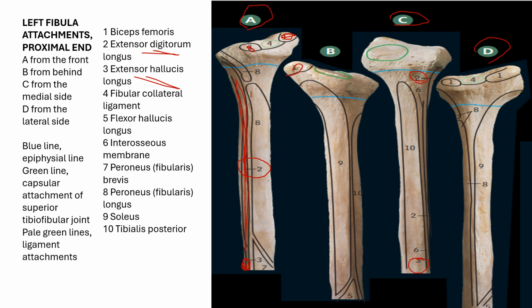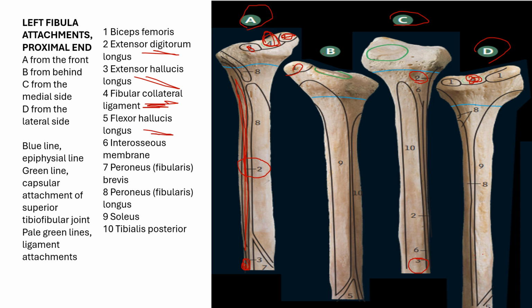The fourth one is the collateral ligament. In the head or the top of the fibula, we'll find number 4 that is showing the fibular collateral ligament. So the fibular collateral ligament is a ligament that originates from the lateral epicondyle of femur and inserts at the head of fibula.